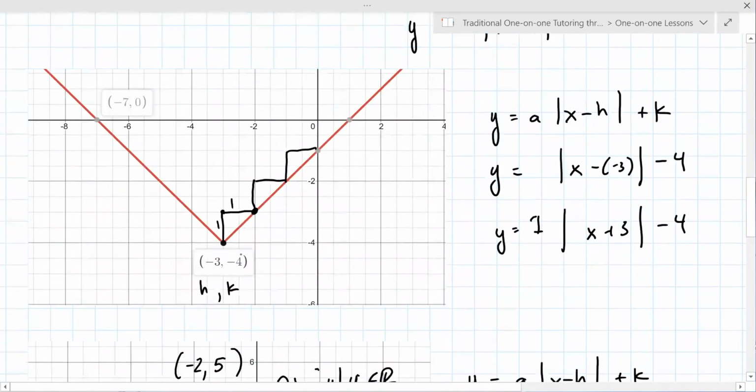How about this one? Here's your y value. y is greater than -4. Greater than or equal to -4.